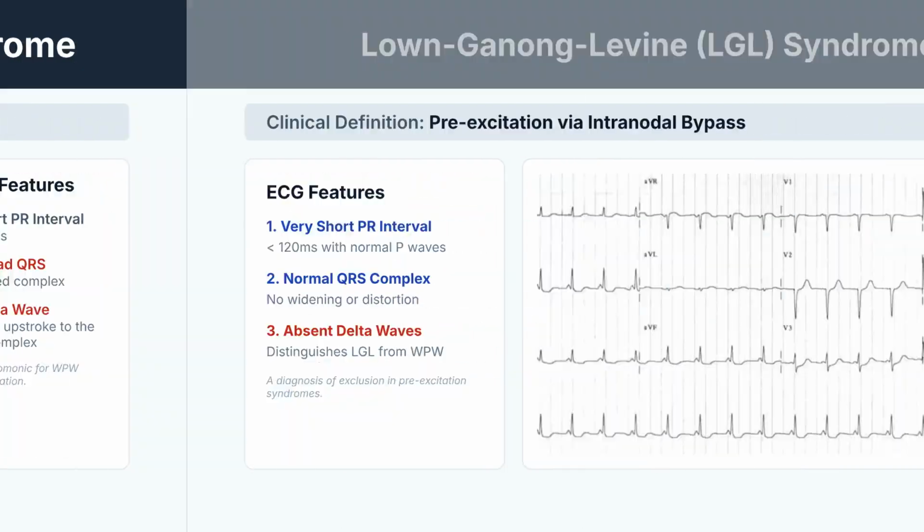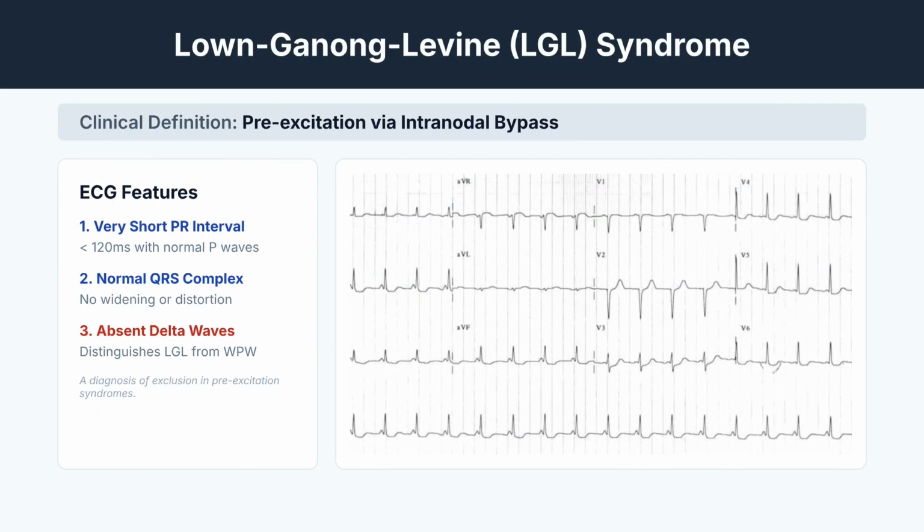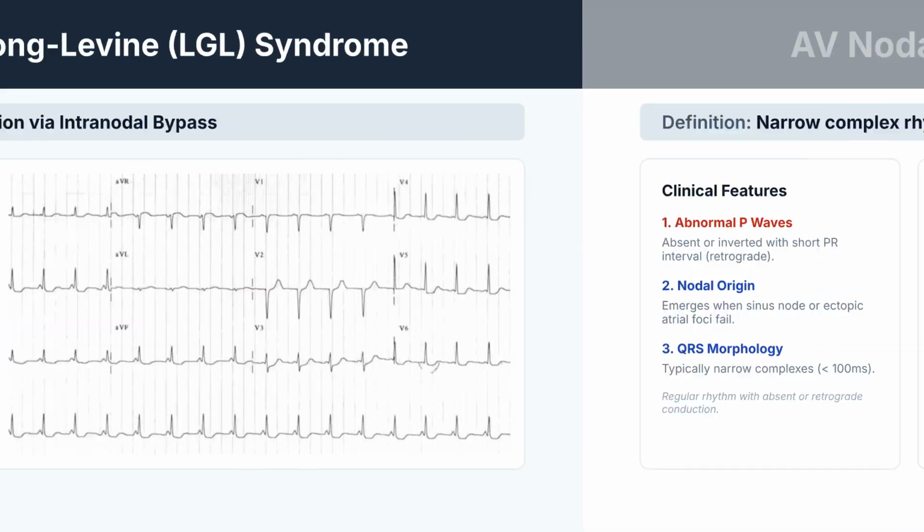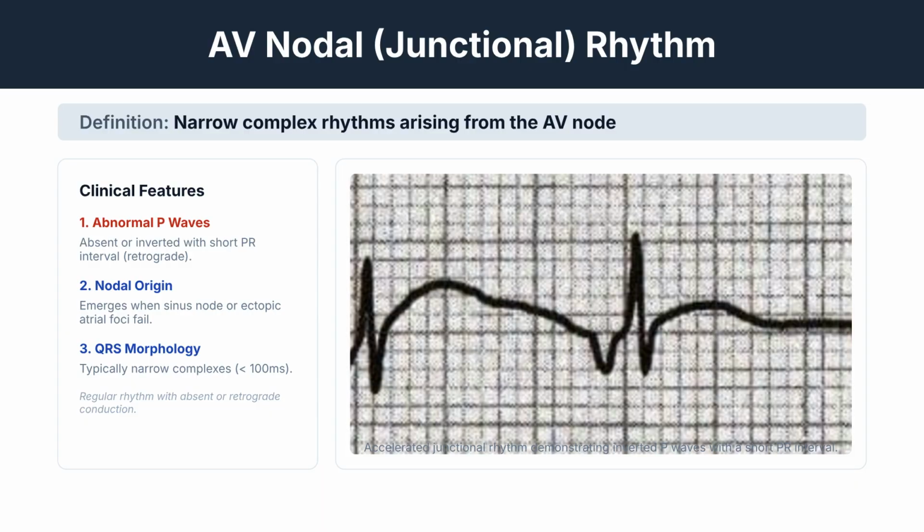upstroke to the QRS. Lown-Ganong-Levine, or LGL syndrome, involves pre-excitation via an intranodal bypass. The ECG is characterized by a very short PR interval, but a normal QRS complex, notably lacking the delta waves found in WPW. A V-nodal or junctional rhythm is a narrow complex rhythm originating from the AV node.